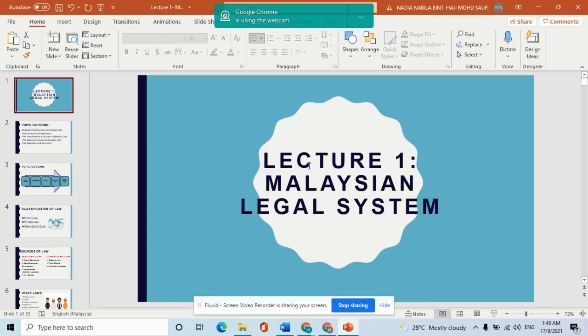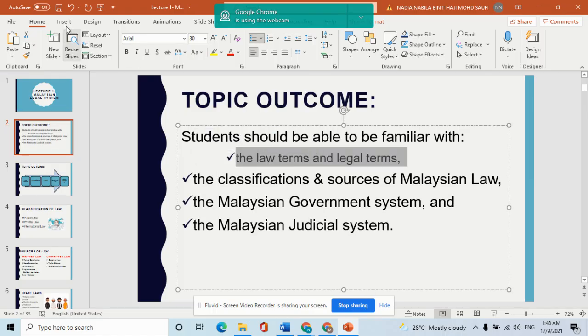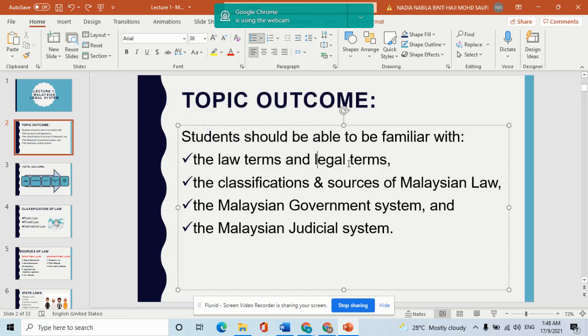So what is it that you'll learn in this chapter? The very basic topic outcome is that you will have to understand the law terms and the legal terms which we will be using in this subject, but not all, basically the most basic ones. Next, the classifications and sources of Malaysian law.